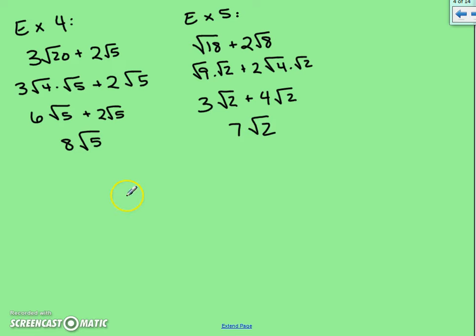Okay, for the last 2 examples, I'm going to have you guys do them. We'll pause the video so that you can work on them, then check back to make sure that we're getting it. Example number 6, we're going to have radical 40 minus radical 90. Go ahead and pause the video. Remember, simplify your radicals first, then combine your like radicals to add or subtract. Pause the video, and when most of the class is finished, go ahead and hit play, and we'll check to make sure that you are correct.